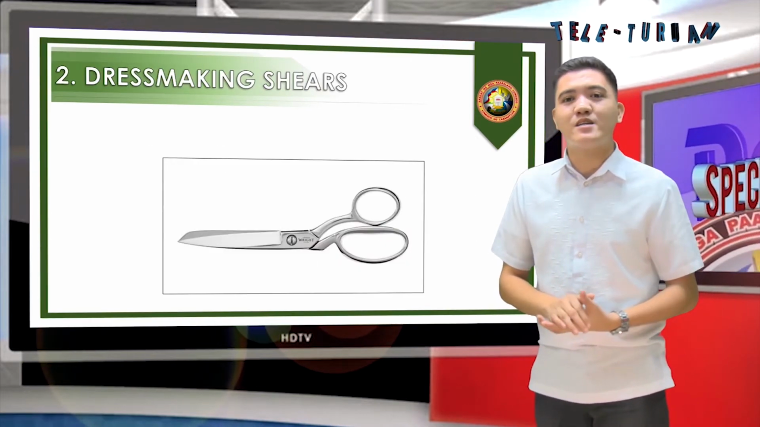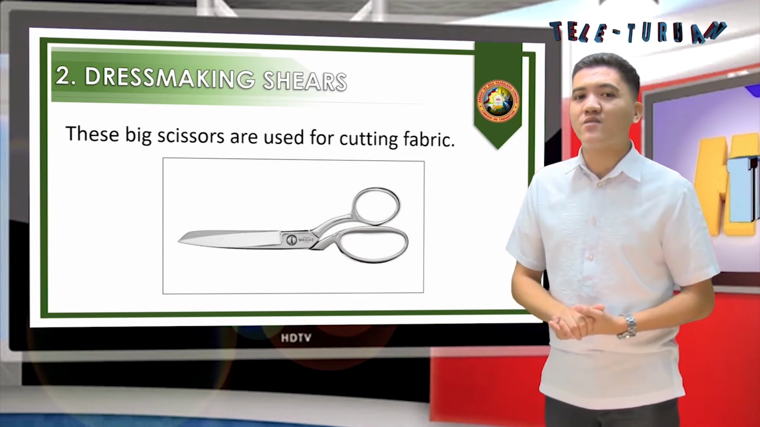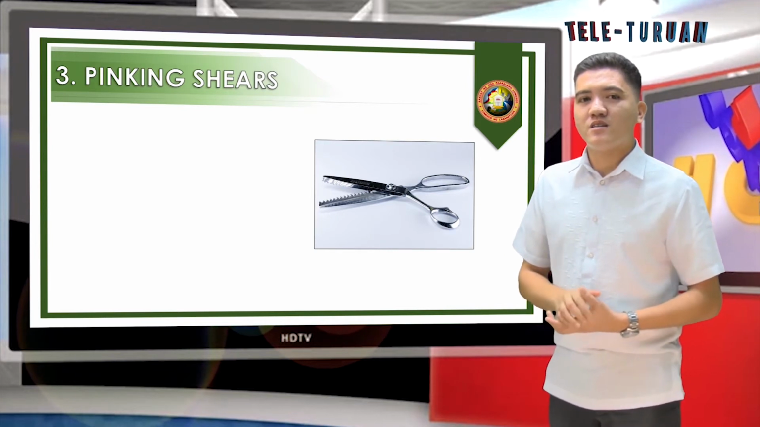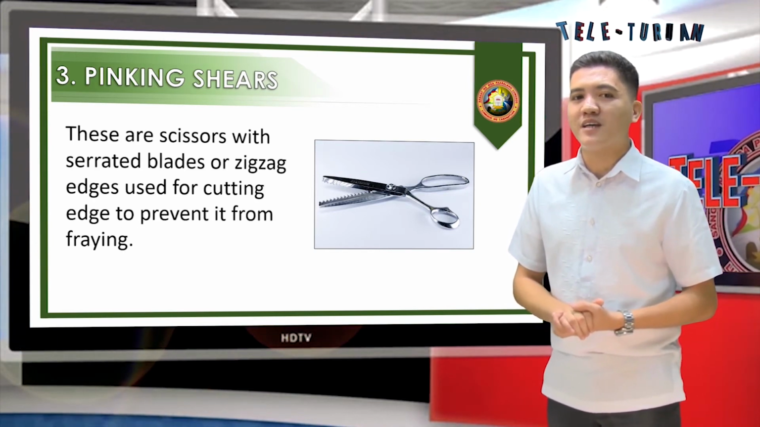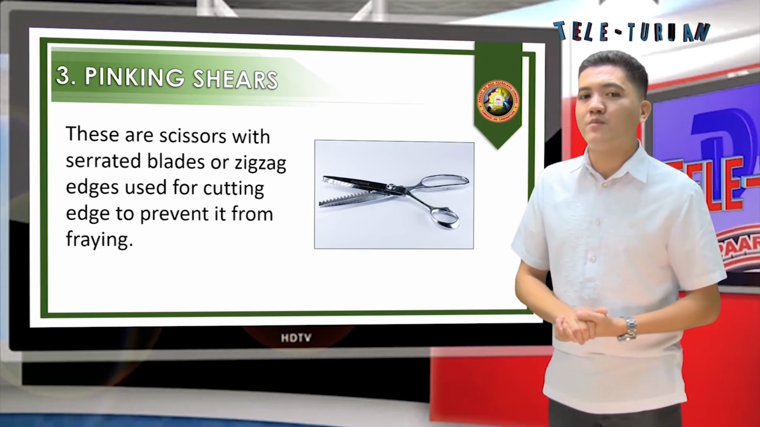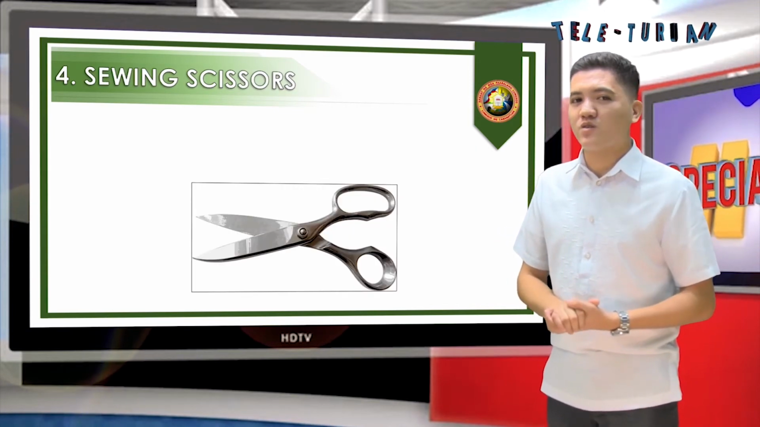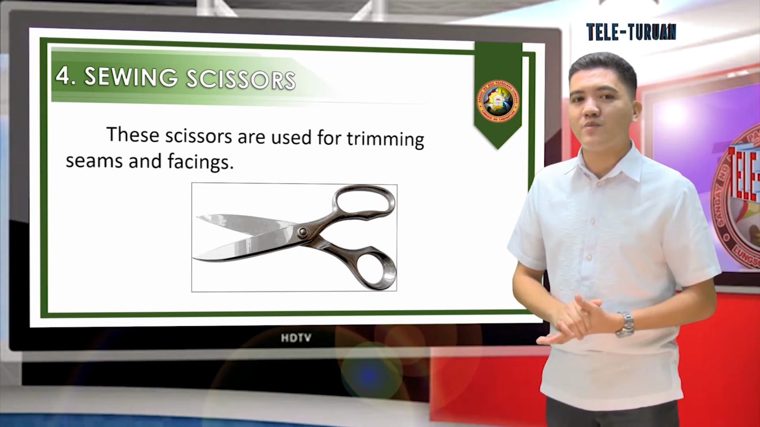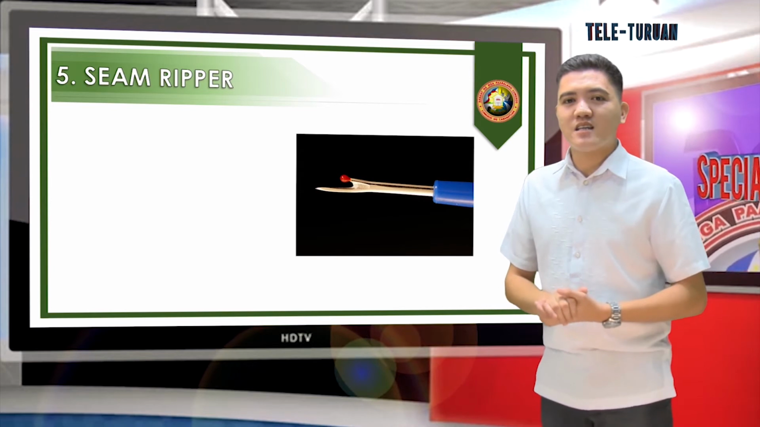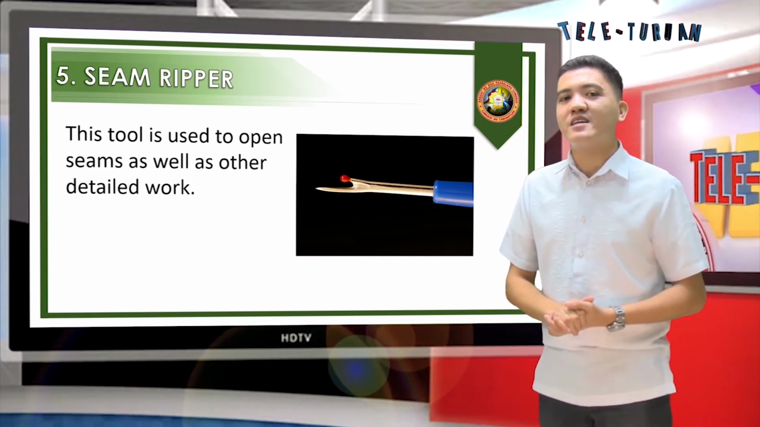The second one is the dressmaking shears. These big scissors are used for cutting fabric. Number 3 is pinking shears. These are scissors with serrated blades or zigzag edges used for cutting edge to prevent it from fraying. Another one is sewing scissors. These scissors are used for trimming seams and facings. Lastly, the seam ripper. This tool is used to open seams as well as other detailed work.